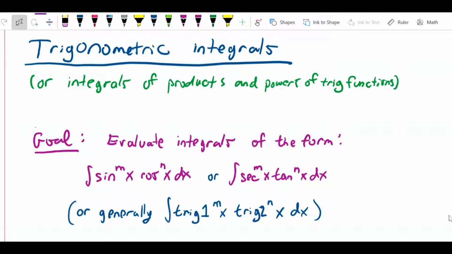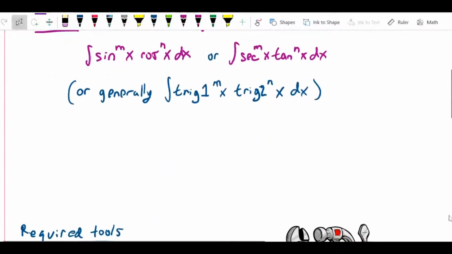or secant to the m tangent to the n, or more generally, if we have a trig function 1 to the m multiplied by trig function 2 to the n, that's the type of integral that we're talking about here. So let me first start off with what we're going to need to be able to evaluate these integrals.